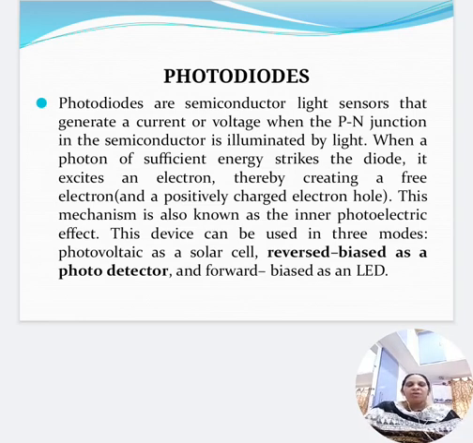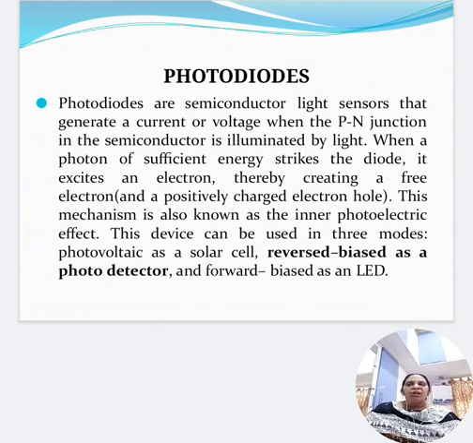Coming to the next topic, photodiodes. Photodiodes are semiconductor light sensors that generate a current or voltage when the p-n junction in the semiconductor is illuminated by the light or the radiation. They are nothing but semiconductor devices, light sensors. So when light radiation falls on the p-n junction, it generates a voltage.